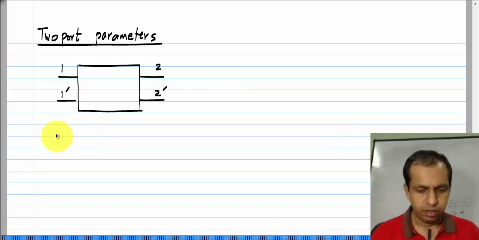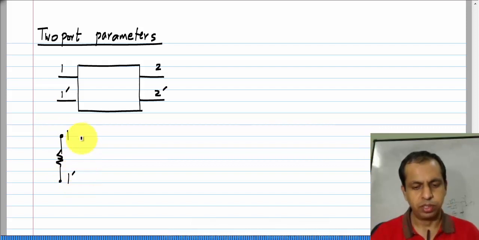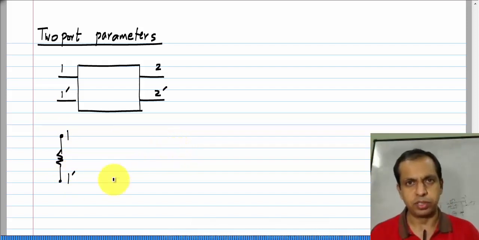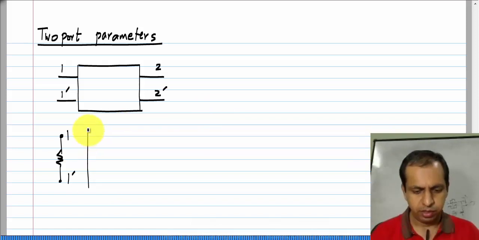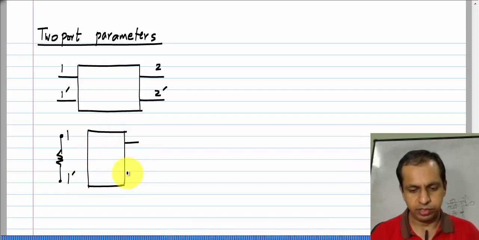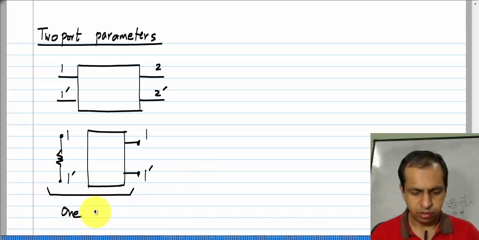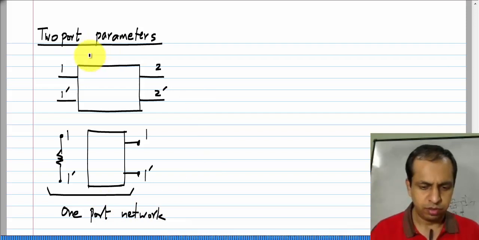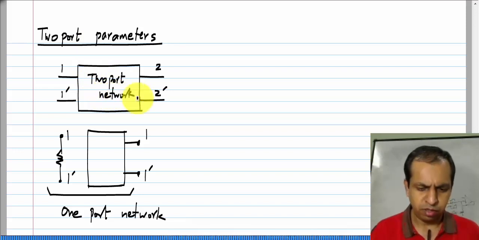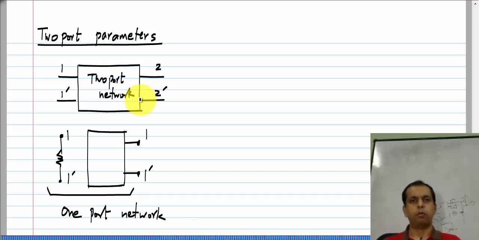Now, I did not define this earlier, but all the 2 terminal components we have, a resistor for instance, can be considered as a 1 port element, because you have a pair of terminals across which you apply a voltage or a current. Similarly, a circuit with a single pair of terminals available to you to apply voltage or current is a 1 port. So, this is a 1 port circuit or a 1 port network, whereas here we have a 2 port network.